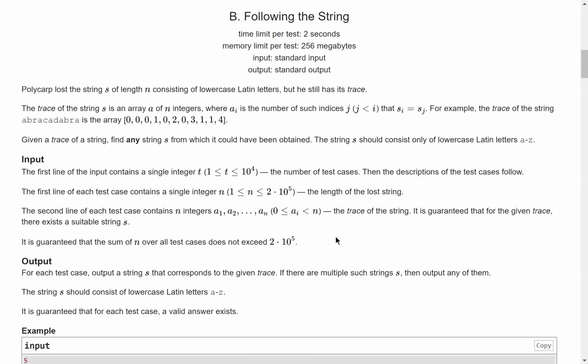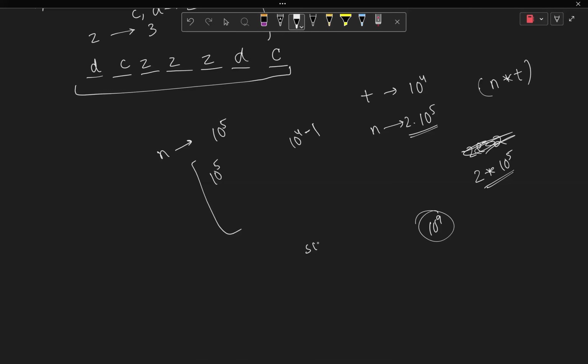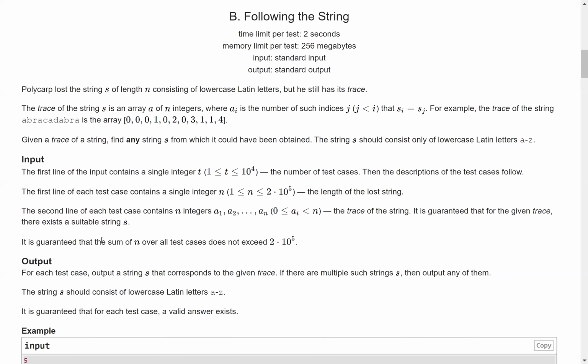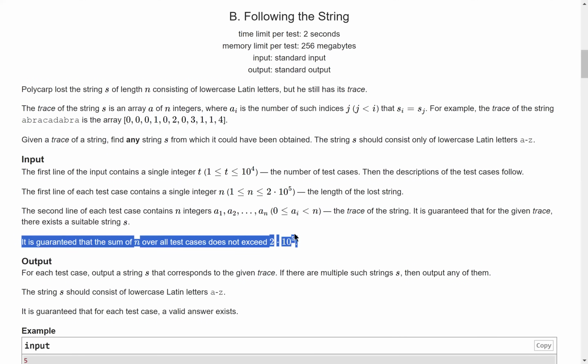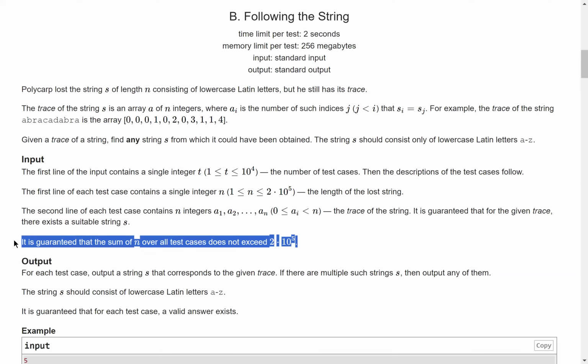What are you calculating right now? What is this 10 raised to the power 9 you are saying? You are just talking about the sum of n over all test cases, right? They have explicitly mentioned that it will never be greater than 2 into 10 raised to the power 9. I don't even know how to explain this. It is written very straightforwardly in English.